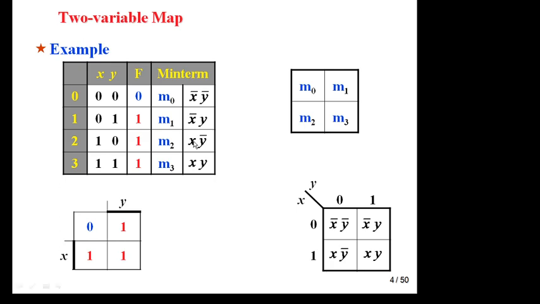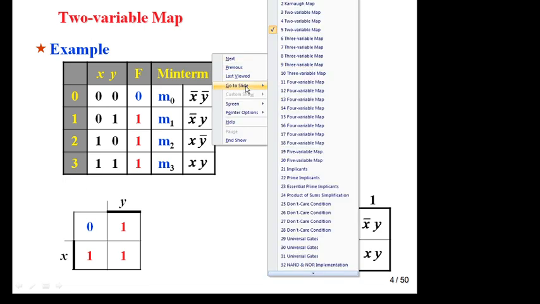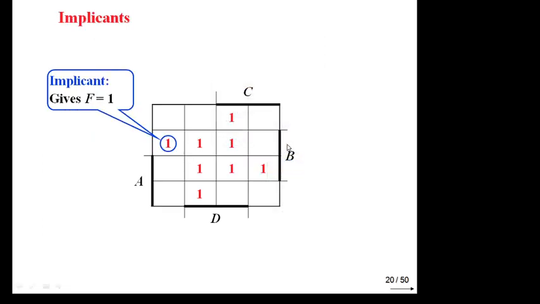There are three terms: implicants, prime implicants and essential prime implicants. These three are very important. What is an implicant? An implicant is a term for which the output f equals 1. Each minterm corresponds to an implicant.